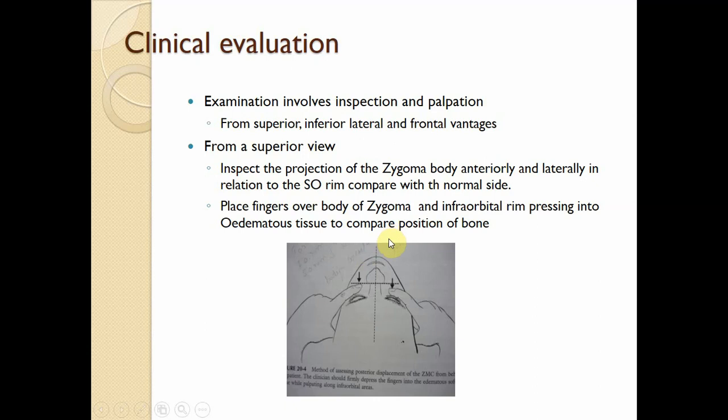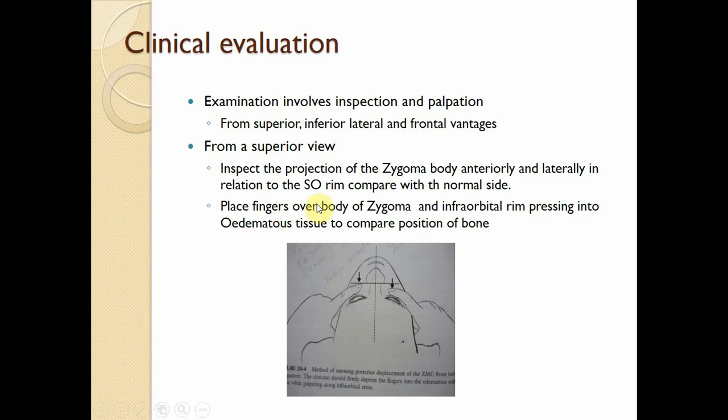deformity of the zygomatic buttress. So, how will you clinically evaluate the zygomatic fracture? You evaluate on inspection and palpation from the superior, inferior and lateral frontal vantage. If you check the superior view, we can palpate the projection of the zygomatic body anteriorly and laterally, and the relation of the supraorbital rim. Palpate the supraorbital rim and infraorbital rim, compared to the other side. If there is any deformity or step deformity, that means that side is fractured.